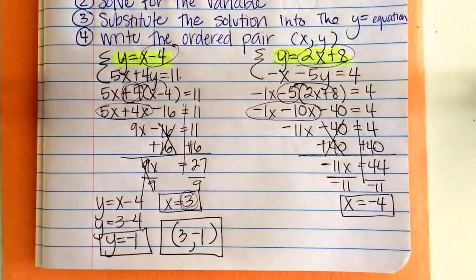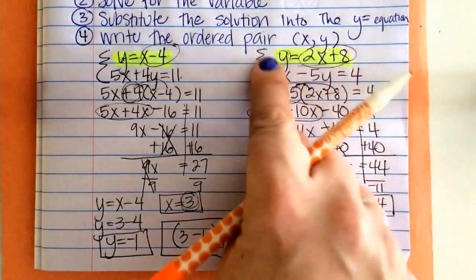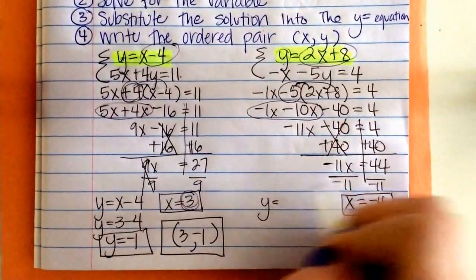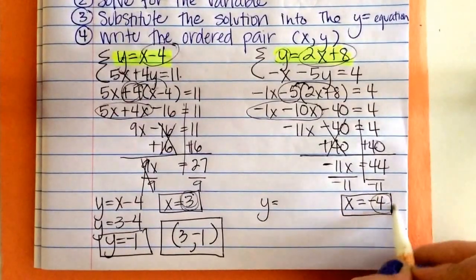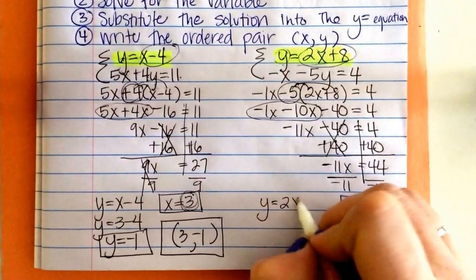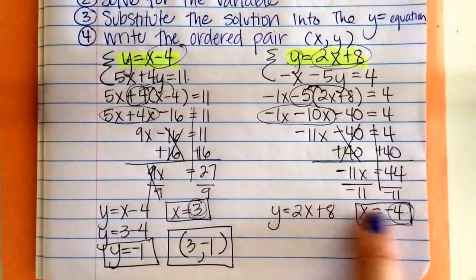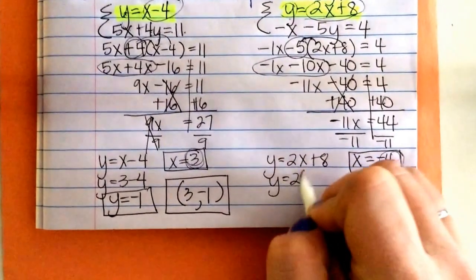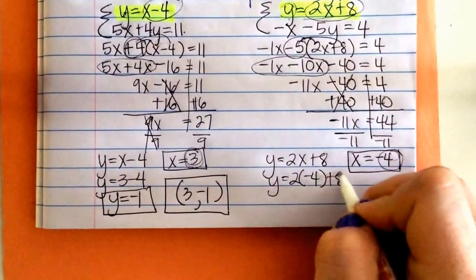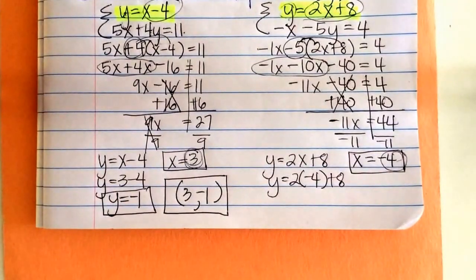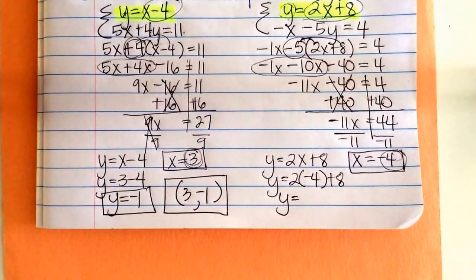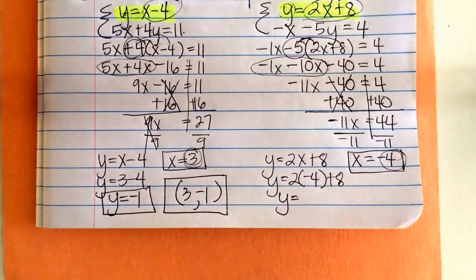Am I done? That's my answer? No. I go back to my original problem, the one I highlighted, the y equals problem. And instead of x, I'm substituting negative 4. y equals 2 times negative 4 plus 8. y equals, what's 2 times negative 4? Negative 8 plus 8? 0.